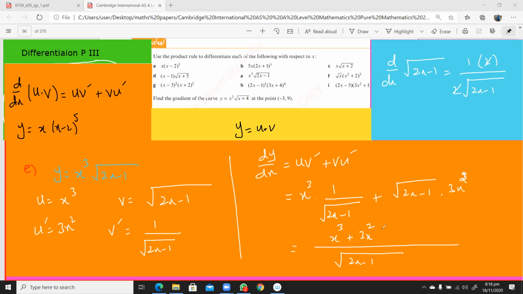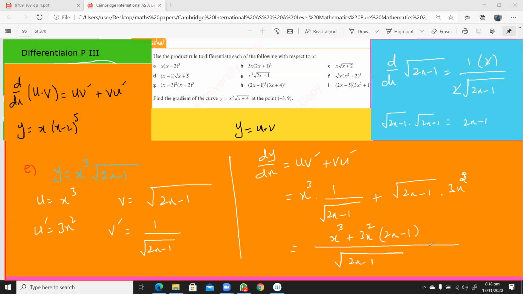Yeah, 3x squared into 2x minus 1. Because when you multiply this under root 2x minus 1 with the under root 2x minus 1, the powers will add up. So this is going to be under root 2x minus 1 times under root 2x minus 1. So that will be 2x minus 1, okay.